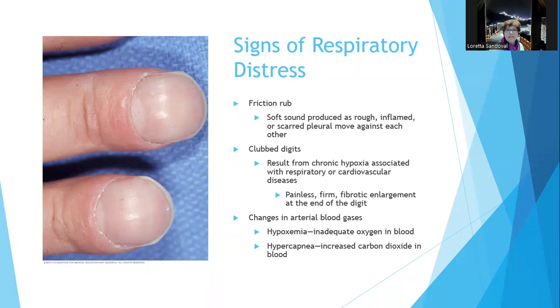Changes in arterial blood gases can be signs of respiratory distress. Hypoxemia, inadequate oxygen in the blood, or hypercapnia, increased carbon dioxide in the blood. Those are two big signs that you're not getting gas exchange. The carbon dioxide is not going out and the oxygen's not coming in.